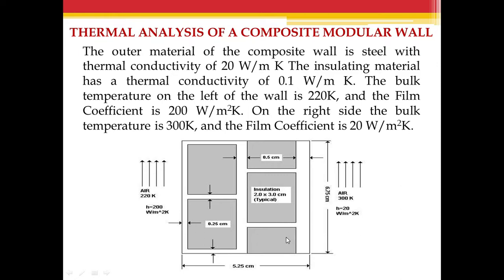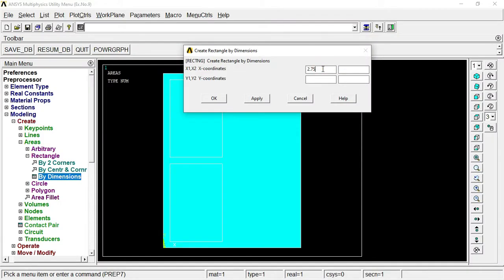Then 3.25 divided by 2, that is 1.625 divided by 100. Enter x1 distance 2.75 divided by 100, x2 distance 4.75 divided by 100, y1 distance 0, y2 distance 1.625 divided by 100.